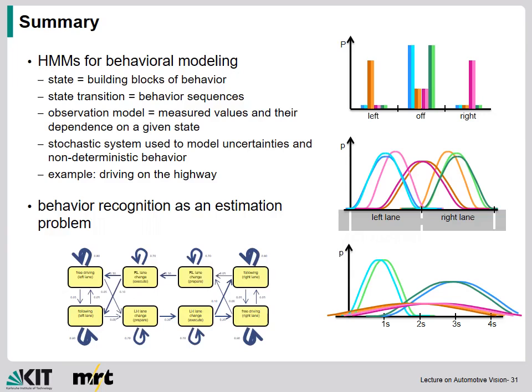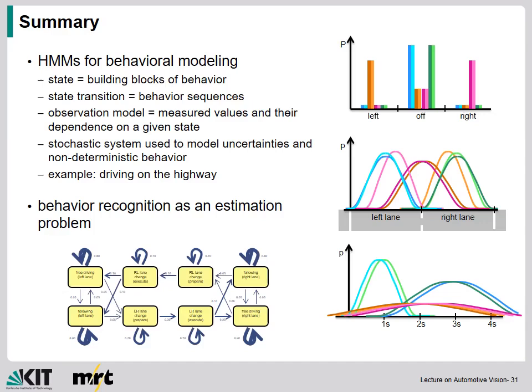So now we can summarize the whole chapter. We did introduce hidden Markov models for behavioral modeling. The state is used to model an individual behavioral block of the vehicle. Then the state transitions describe in which order these behavioral blocks might follow each other. The observation model describes the measurements that we can make and which measurements occur in which situations. And since the hidden Markov model is a stochastic system, it is able to describe all the uncertainties in terms of probabilities. That's a big advantage.